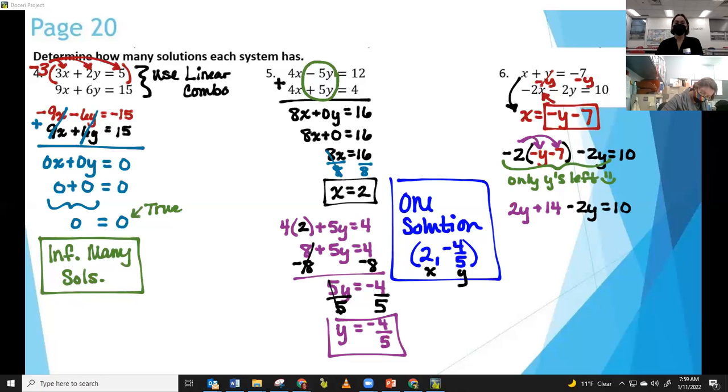I'm going to combine my like terms together. What happens when I combine my y's together? 2y minus 2y, they cancel out. And I'm left with 14 equals 10. Is this true? No. 14 does not equal 10. So what does that mean about my solutions then? No solution.